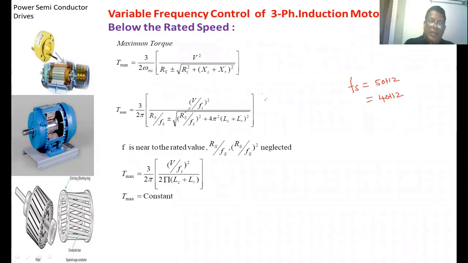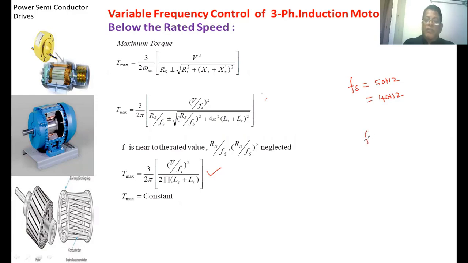Now here in the denominator, Rs by Fs we can neglect when compared to 4 pi square F square into (Ls plus Lr dash). Then we get the resultant equation: V by 2 pi into (V by F) whole square divided by 2 pi into (Ls plus Lr dash). If we maintain the V by F ratio constant, then the maximum torque developed in the induction motor will also be constant. That happens if the speed of the motor is just below the rated speed.